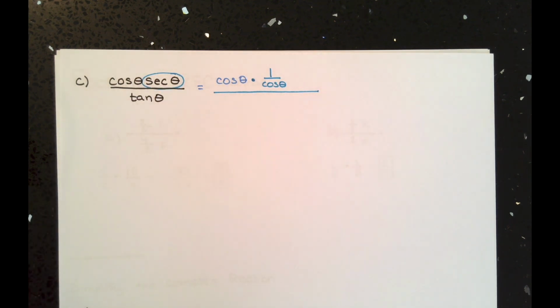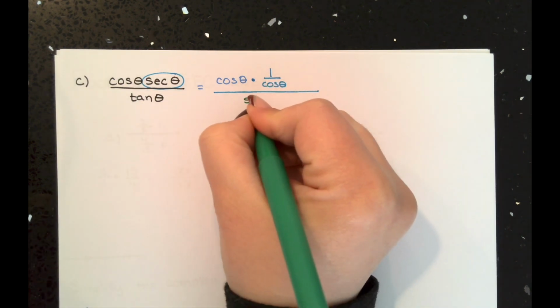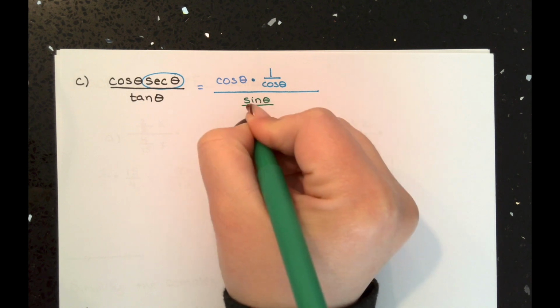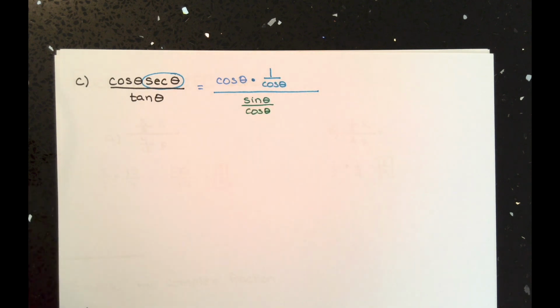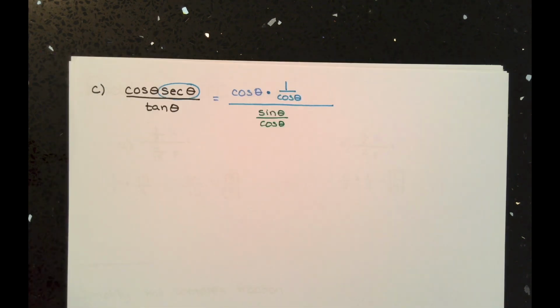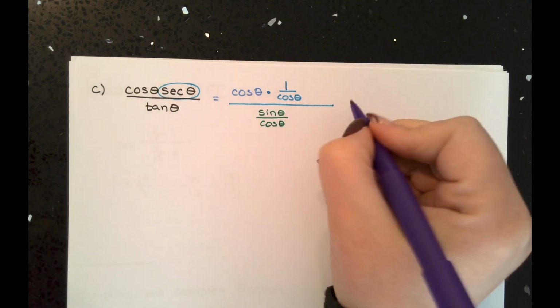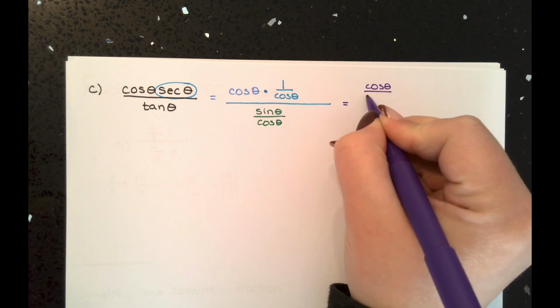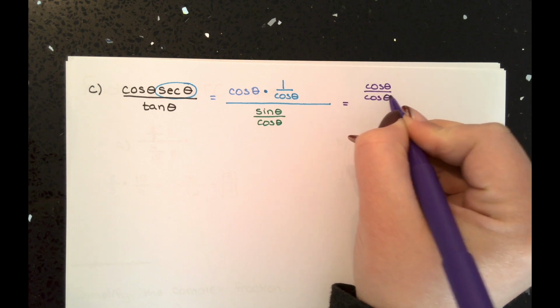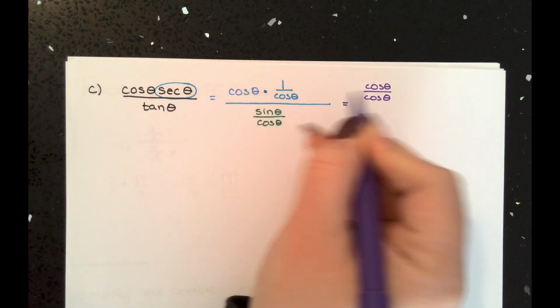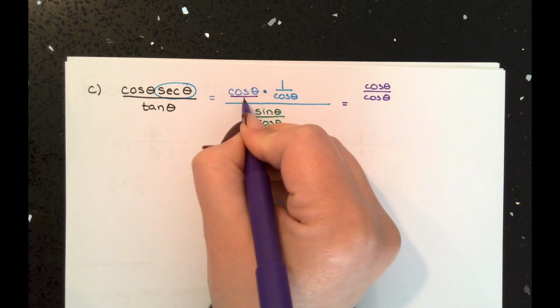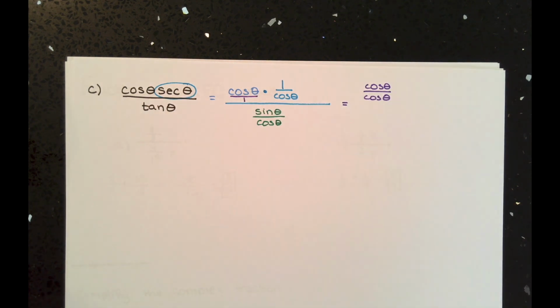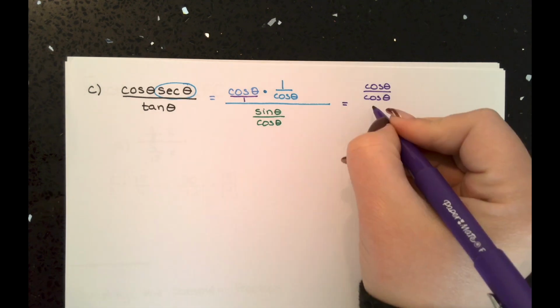Tangent is sine of theta over cosine of theta. Hopefully you're starting to commit these to memory. Now before we do our keep, change, flip, go ahead and simplify the numerator. I see cosine of theta over cosine of theta, not squared here, and that just happens to be 1.